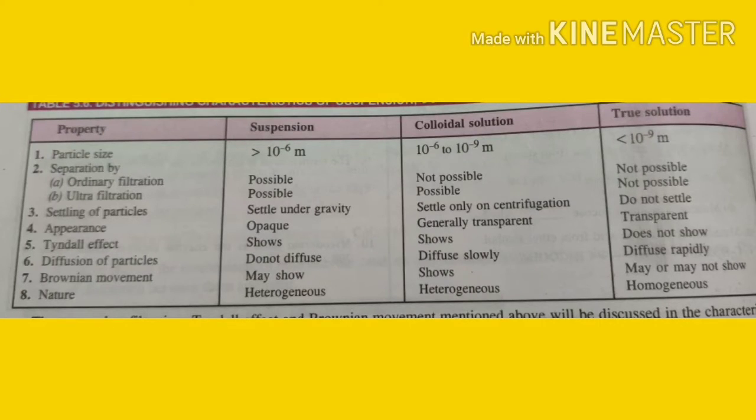Then the Brownian movement may show in suspension, and the colloidal particles also show it, and for the true solution it may or may not show. So this is for the suspension, colloidal and the true solution. Then the nature: the suspension is heterogeneous, colloidal is heterogeneous, and the true solution is homogeneous.